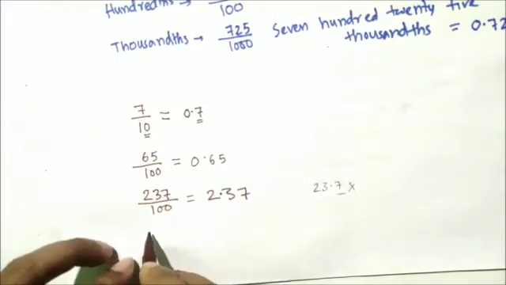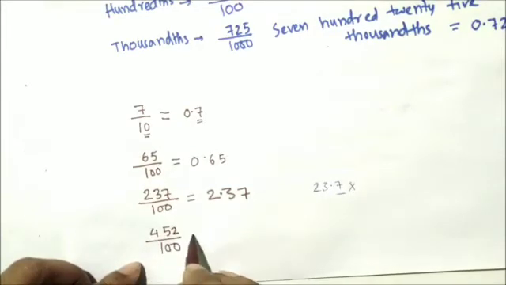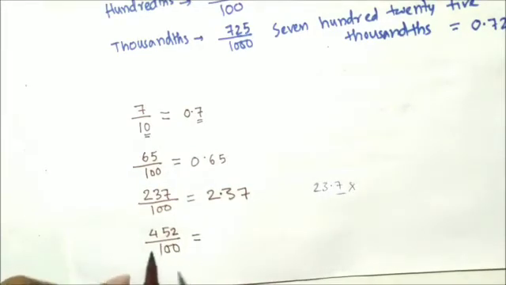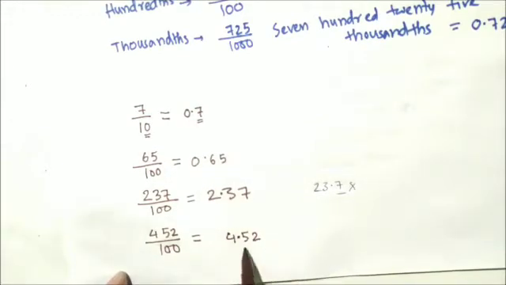Now you will confirm that yes, I have understood. 452 divided by 100. We will put the point in that place so that after the decimal point we will have 2 digits. We will not place the point here, because after the point we will have only 1 digit. If we place the point here, after the point we will have 2 digits. 2 zeros, 2 digits.